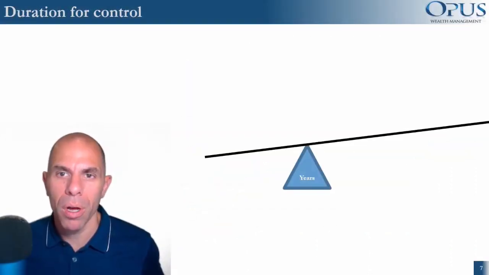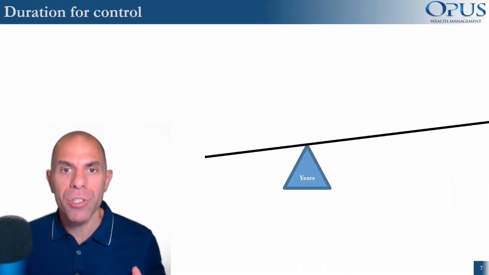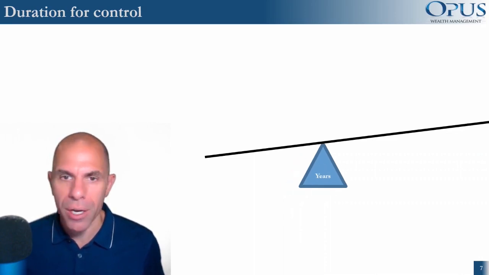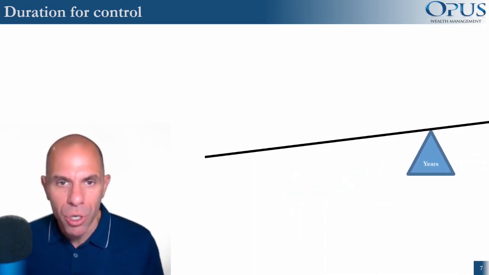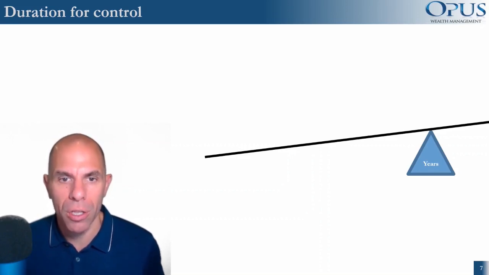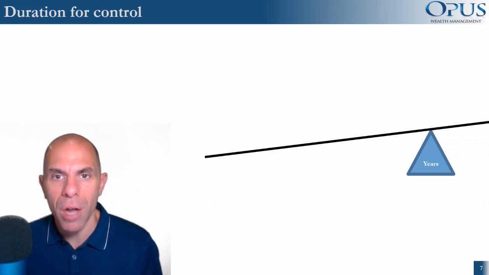So the important part of duration is now we have a tool to control how big of a bet we're placing on current interest rates. If rates are low and you're worried about locking in those rates for a long time, you can shorten up your duration. And if rates are higher and satisfactory to you, you can extend your duration of your bond portfolio and essentially lock in those rates. It gives you very good control over something that is unforecastable, like interest rates.